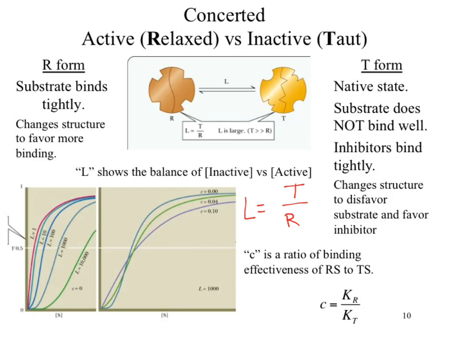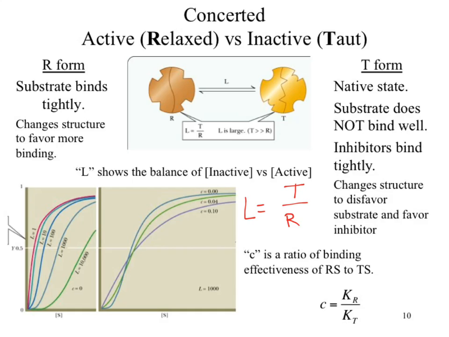So if we go through and take a look at your curves, when L is massive, you get a very sigmoidal shape. And I know that doesn't show up very cleanly on that. Okay? But you're going to have a kind of flat line at the beginning. You have to really up the substrate concentration to get enough of a shift across into that relaxed active form.